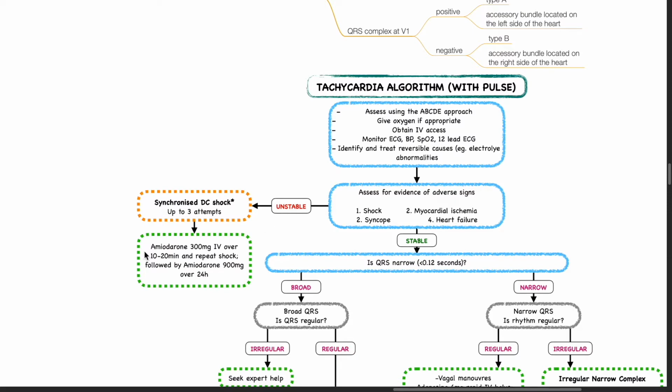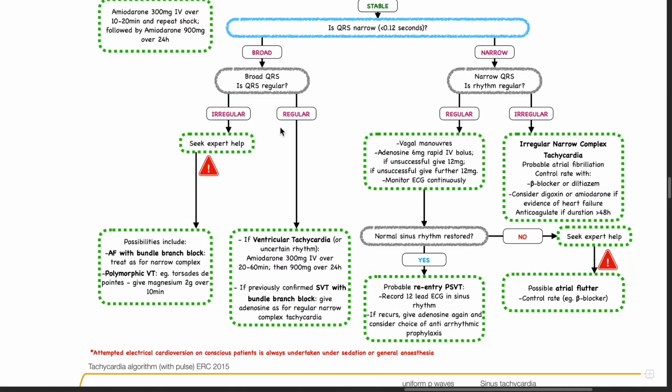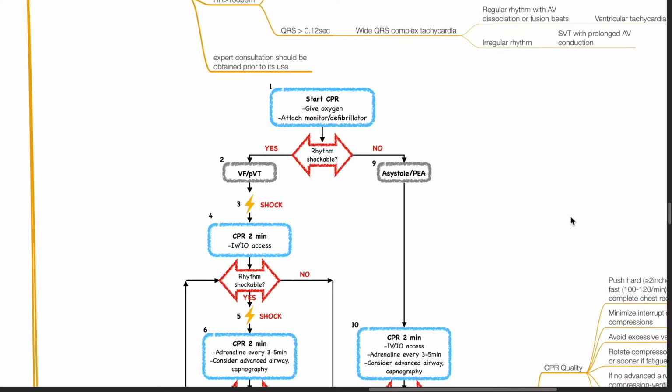The dose for amiodarone is 300 mg IV over 10 to 20 minutes and repeat shock, followed by amiodarone 900 mg over 24 hours. Amiodarone is also used in the treatment of ventricular tachycardia when the patient is stable. The dose is 300 mg IV over 20 to 60 minutes, followed by 900 mg over 24 hours. Amiodarone is also used in the treatment of irregular narrow complex tachycardia when the patient is stable, if there is evidence of heart failure. Anticoagulate if the duration is more than 48 hours.